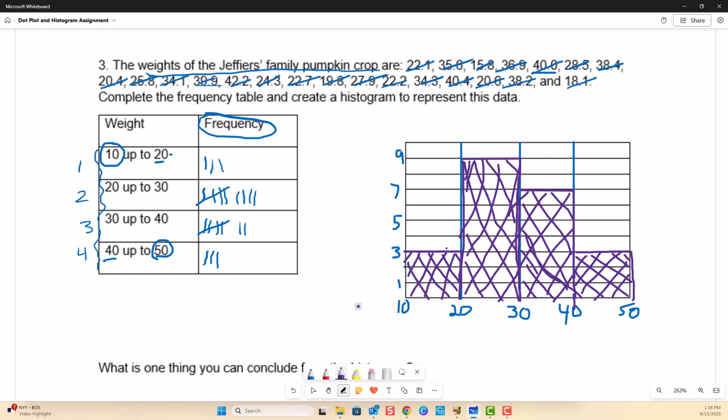One thing that I can conclude from this histogram is that the majority of the data points are in the 20 to 40 range. So most of the pumpkins weigh 20 to 40 pounds. And last thing, because I did not do it before I filled in my table and wrote my question, I need a label. And this is weights of pumpkins.